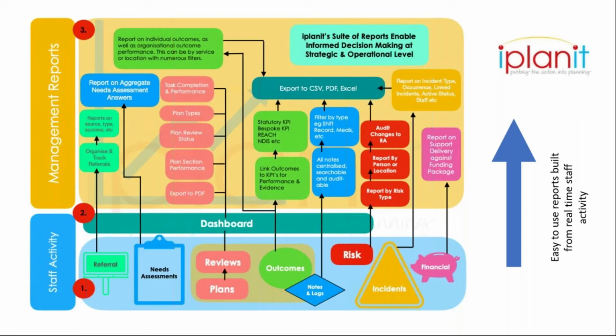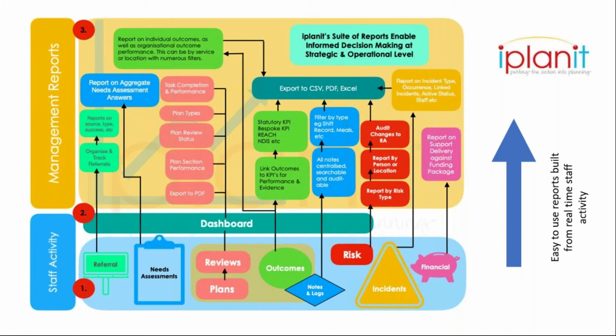So those two things, we follow those lines up, we can see task completion and performance, plan types, how many plans there are, how many types there are, how many plans have been reviewed, how many are late, how many are early, why they're late, plan sections, which is a favorite of mine, how the plans are being filled in across the organization. Are there any sections that are not being filled in? I'm going to touch on that later.